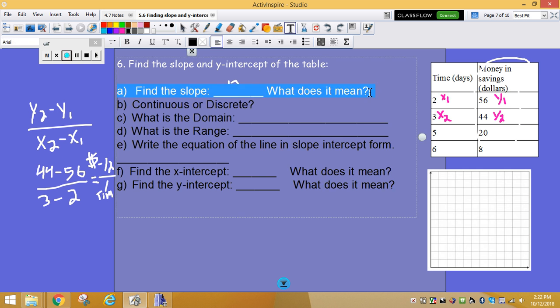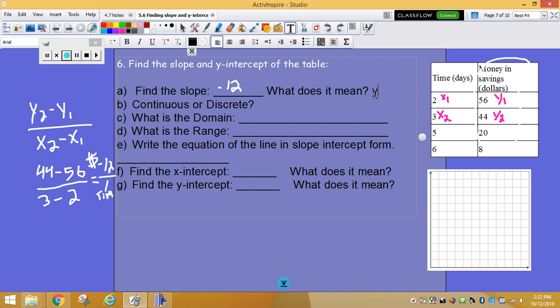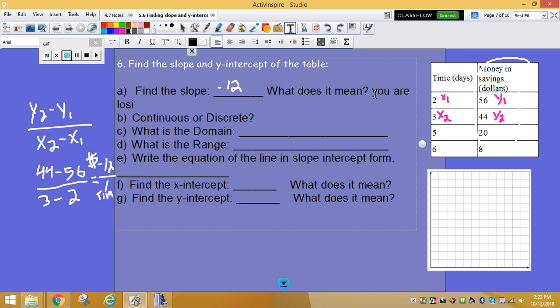What does it mean? You are losing $12. Again, it's losing because it's a negative. Losing $12 every day. And I knew it was every one day because I got a 1 on the bottom for my time. So, what does it mean? It means you are losing $12 every day.